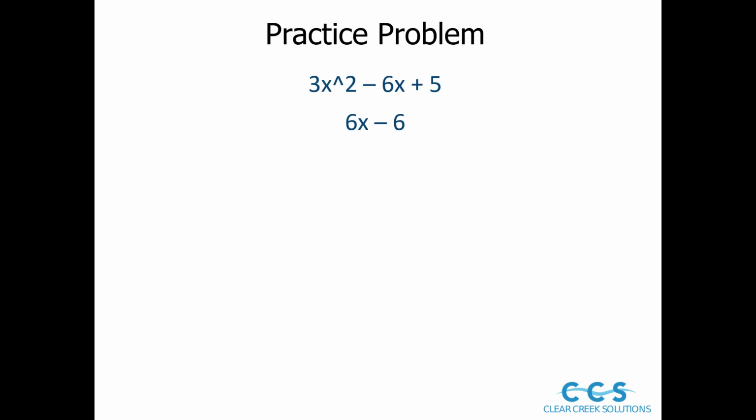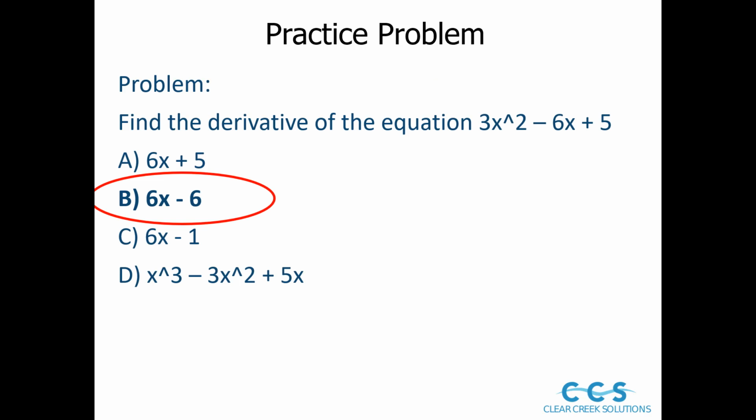Same thing with minus 6x. The x will go away. Now we just have minus 6, and the 5 will completely disappear. So the answer to the first problem is 6x minus 6, for the equation 3x squared minus 6x plus 5.